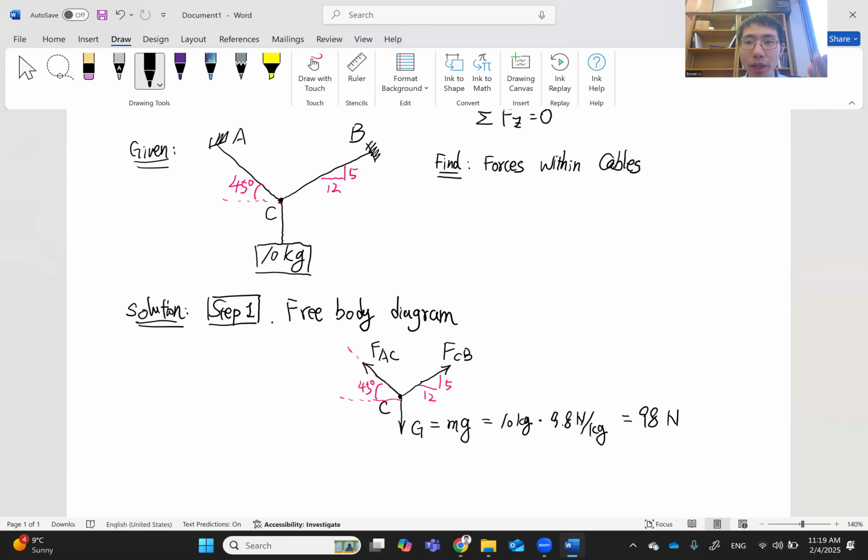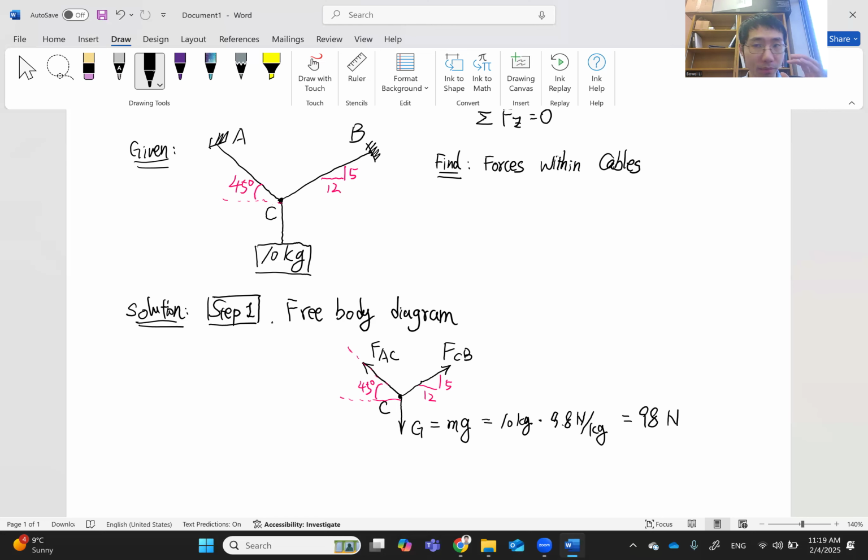Typically in our class, we are going to assume this if we don't know exactly the direction of the force. Typically, what we know is the line of action. At least we know along what line the force acts.